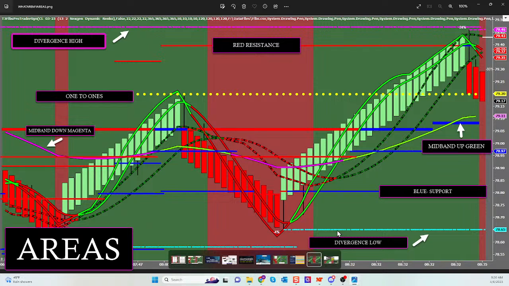Guys, these are not Fibonacci areas. These lines simply represent a loss of momentum in the market. If the market is trending down and creates a pivot and this line forms, it means that there's a loss of momentum. The same thing at the top side. If this magenta line prints from a pivot high, it means that we're losing momentum in that upward move. That's all it means. We're also going to look at red resistance and blue support and these yellow 1-to-1 dots, guys.